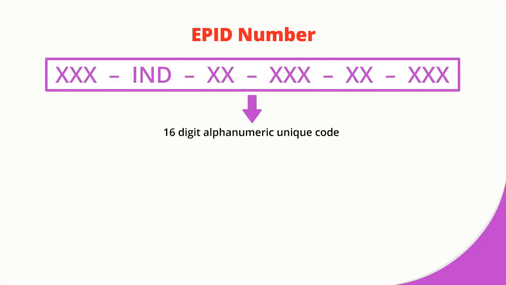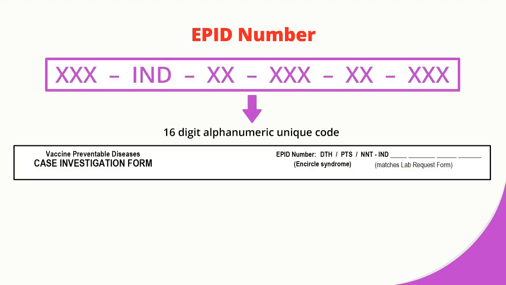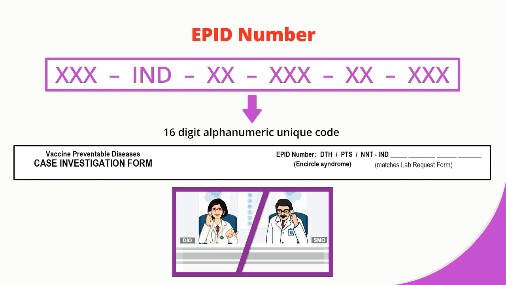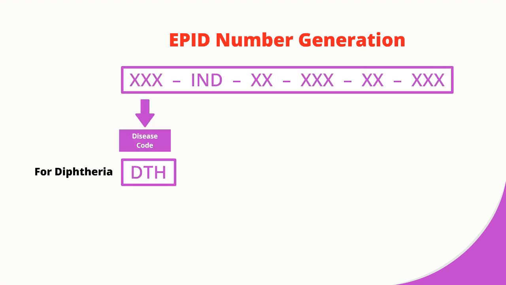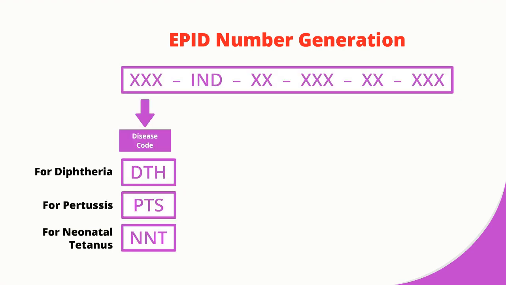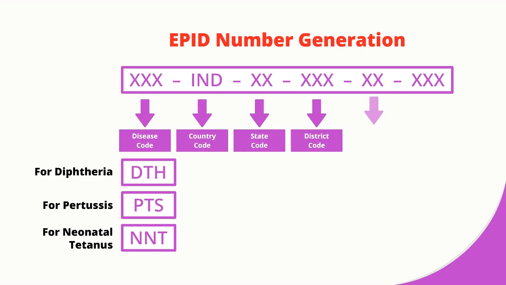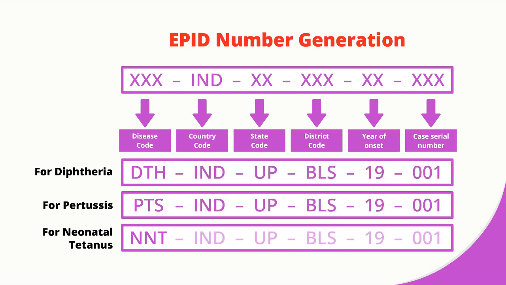IPID number is a unique ID allotted to all the DPT cases by DIO or SMO office. It is a 16-digit alphanumeric unique code. It consists of disease code as DTH, PTS and NNT, followed by country code, state code, district code, year of onset and case serial number. Here are examples of IPID numbers generated for the case of diphtheria, pertussis and neonatal tetanus.